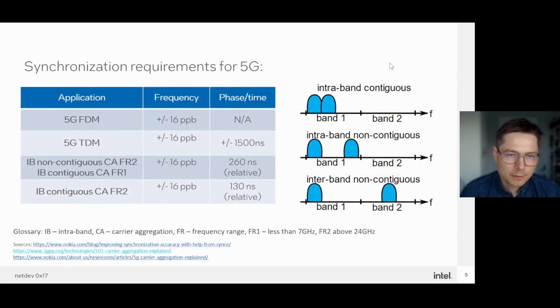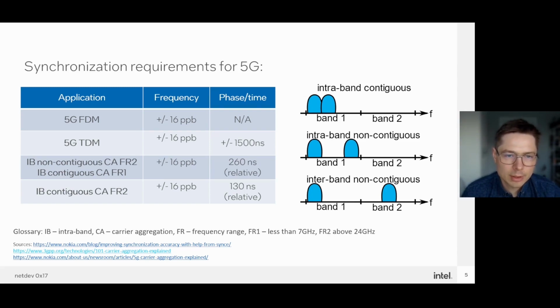The requirement of frequency stability is exactly the same between TDM and FDM, as presented in the table, which is plus minus 6 parts per billion. It is not the case for the phase and time requirements. Those are quite different for TDM and FDM. So the 5G TDM requires the phase and time to be synchronized to plus minus 1.5 microseconds.